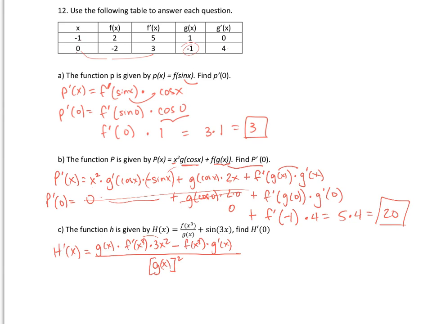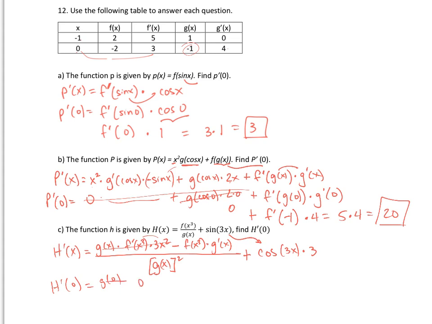Working this out, oh, plus, I forgot this part right here. We have to take the derivative of that. Derivative of sine is cosine of 3x times 3. Chain rule that. So now we need h prime of 0. So this becomes g of 0. Well, again, we put 0 in here. That whole thing goes away.